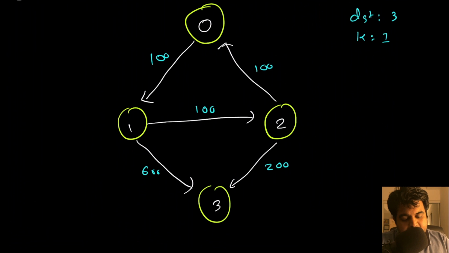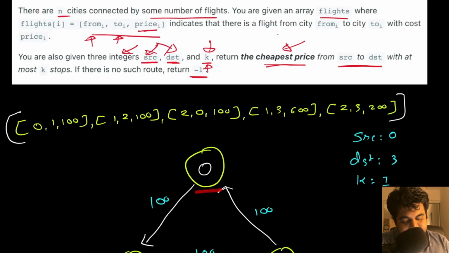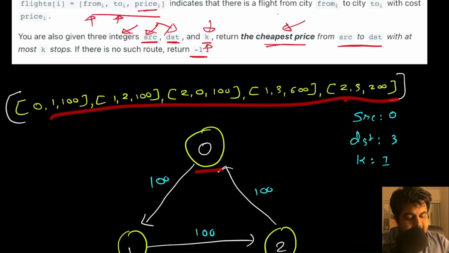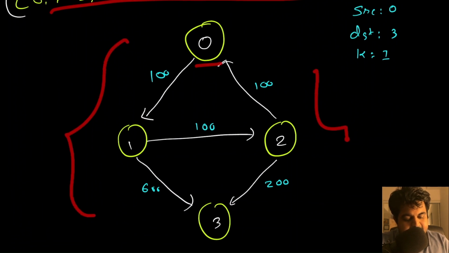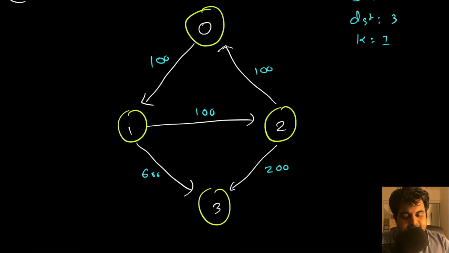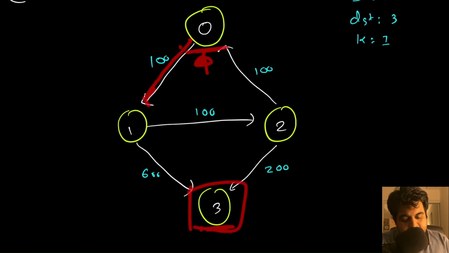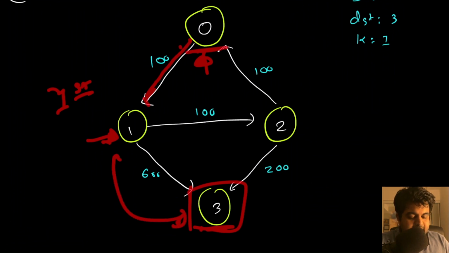So I have drawn the whole information that we have provided in this flights array in this beautiful graph like description. Now we can see that we are starting our travel from city number 0, and we need to reach destination number 3. One route is that we go from 0 to 1, and once we reach city 1, this would be our first stop, and then from 1 we have to go to 3, because we are allowing ourselves to take just one stop.